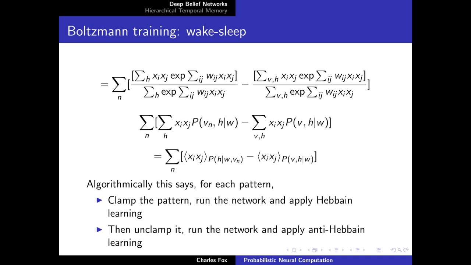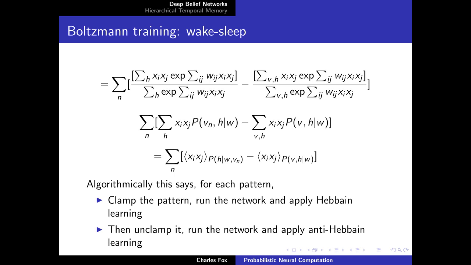To actually implement this, then, you do exactly that. You alternate between two phases. First, you clamp your patterns, or pick one of your patterns out at random. So we're going to iterate this a lot. Clamp your pattern on, just run the network and do Hebbian learning, and then take your pattern off, run the network, and do anti-Hebbian learning, and just cycle through this a whole load of times. So how cool is that then? We've seen where sigmoid functions come from, and we've seen where Hebbian learning comes from.